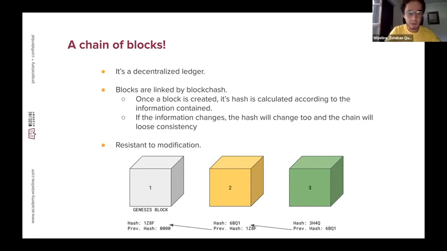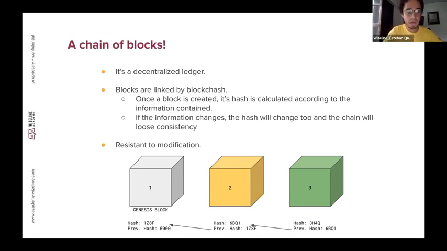In order to maintain consistency, for example, if we change the value of the transactions or any data inside block number 2, the hash will change, right? So instead of being 6BQ1, it will be something completely different. So block number 3 will not know what to refer to, because the hash 6BQ1 doesn't exist anymore. So the blockchain will lose consistency.